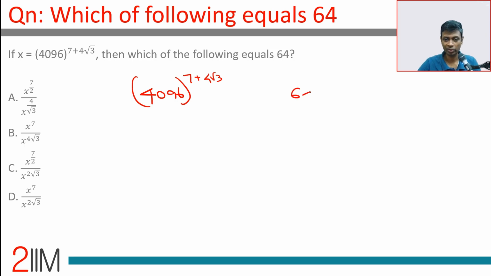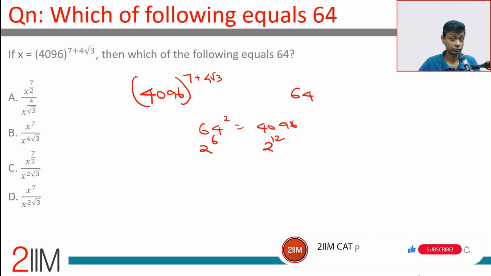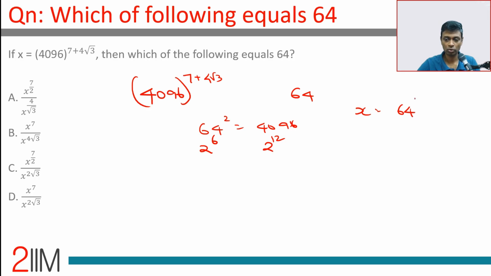Which of the following equals 64? There's a bunch of things where being numerically comfortable is very helpful. 64 squared is 4096. This is 2 power 6. This is 2 power 12. That is helpful. So the square root idea is involved here somewhere. And so x can be written as 64 squared, whole power 7 plus 4 root 3. Wonderful. So that could be helpful.